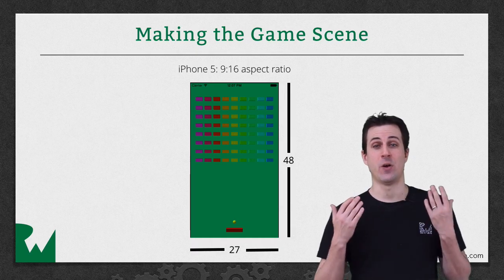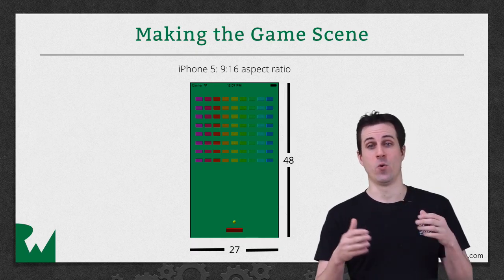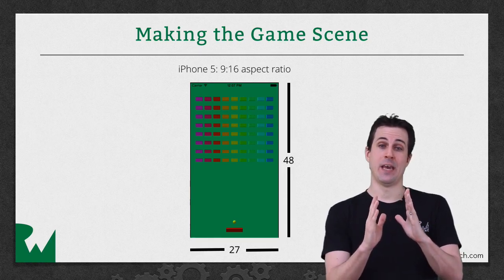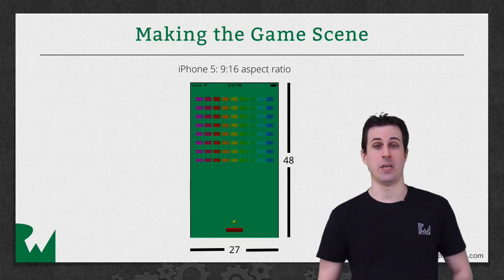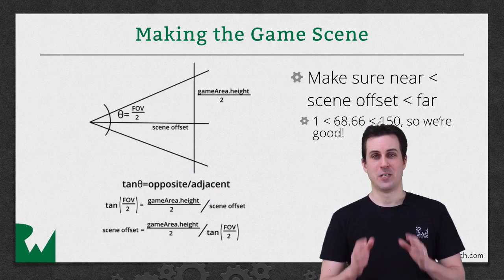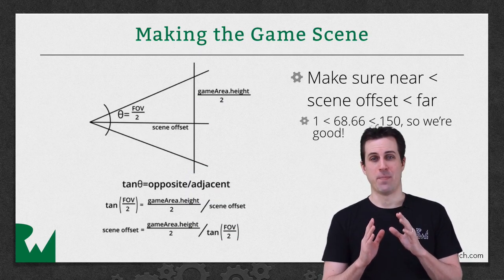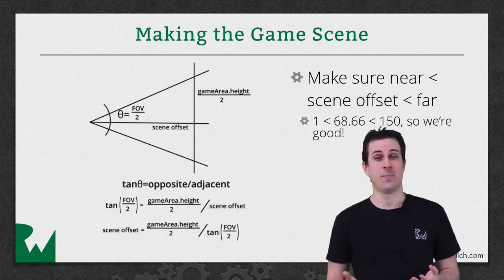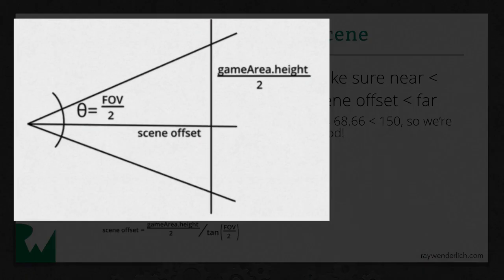And now I just have to figure out how do I position the camera, or in other words, how do I position the scene in a way such that I'm looking at an area of 27:48. So your next challenge is to figure out where do you place that camera so that it shows that 27:48 area that you're looking for. This just involves a little bit of trigonometry. If you sketch it out on paper, what you're looking for is how far back do you place the camera, in other words, the scene offset.